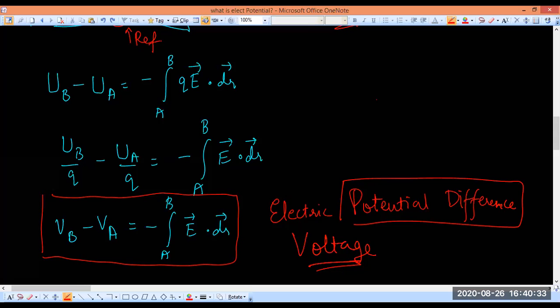Sir, does it matter that charge should be placed in a field in electric potential?